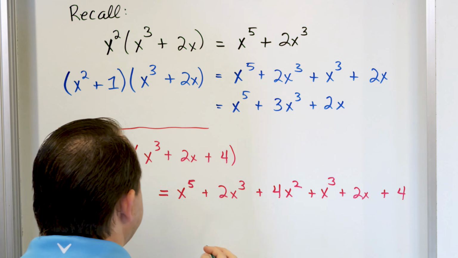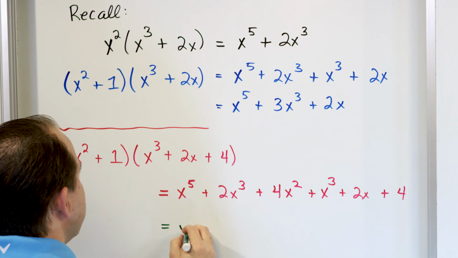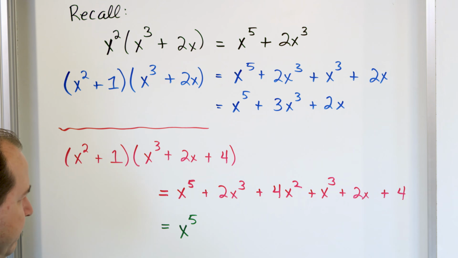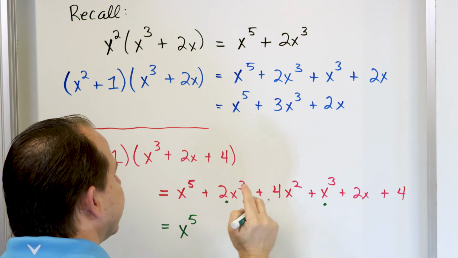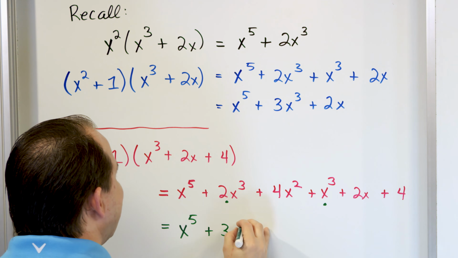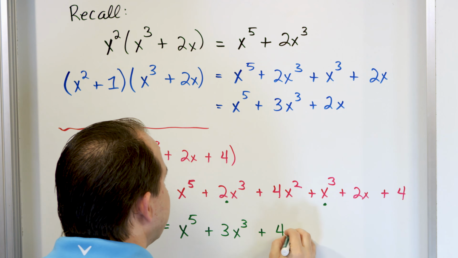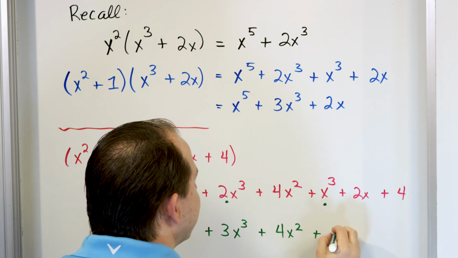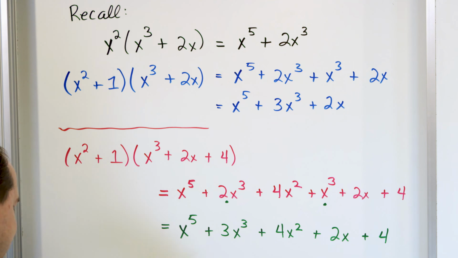So we're just going to look for same terms, see if we come across anything. X to the 5th, we don't have any other x to the 5th terms, so this becomes the final term in the answer. Then we have this term matches this one, so we can add these together. 2 plus 1 is 3. 3 what? 3x cubed. We have the 4x squared. We don't have any other x squared terms, so we have 4x squared. And then we have the 2x. We don't have any other x terms by itself. And then we have the constant 4. We don't have any other numbers. So the final answer is x to the 5th plus 3x to the 3rd plus 4x squared plus 2x plus 4. And this is the final answer, so you can circle this guy.